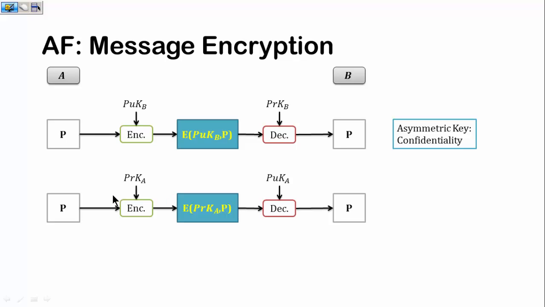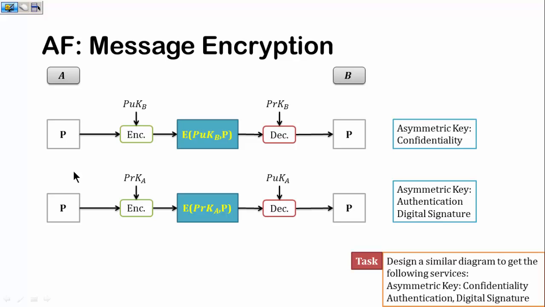The second method is that you encrypt using your own private key and then you forward it to B. Then B needs your public key to decrypt the message. Now here B is quite sure that the message is coming from the source that holds the private key of A, and therefore it is authenticated that the message is coming from A. This approach we had seen in the digital signature. So, it provides you with authentication and digital signature, but it doesn't provide you with any confidentiality. If you want to have confidentiality and authentication both, this is a task. Just try to design a scenario where both the services could be offered at the same time.